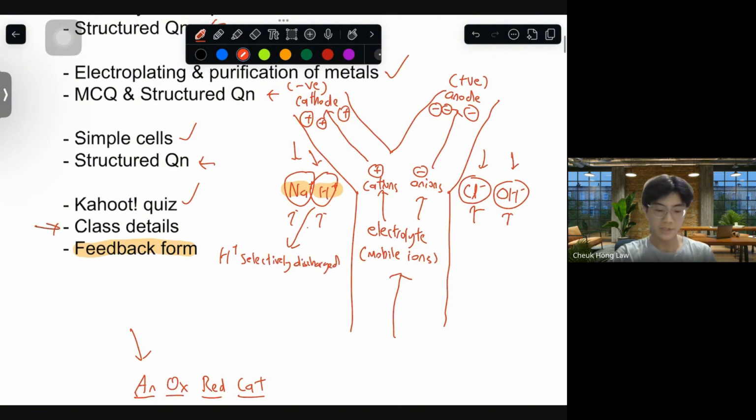Okay, so your H plus ions will turn into hydrogen atoms. Understand? Then your sodium, nothing happens to it. Nothing happens to the sodium. It just remains as the ion.